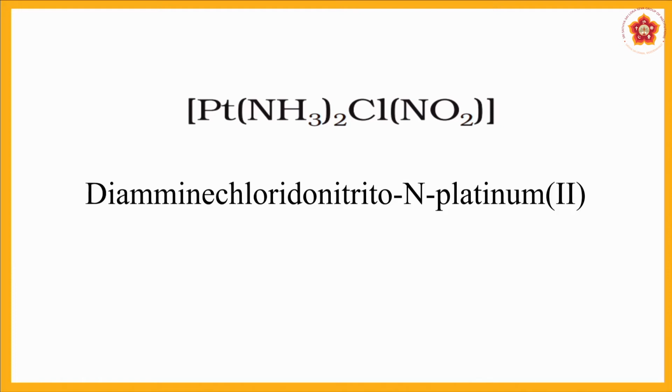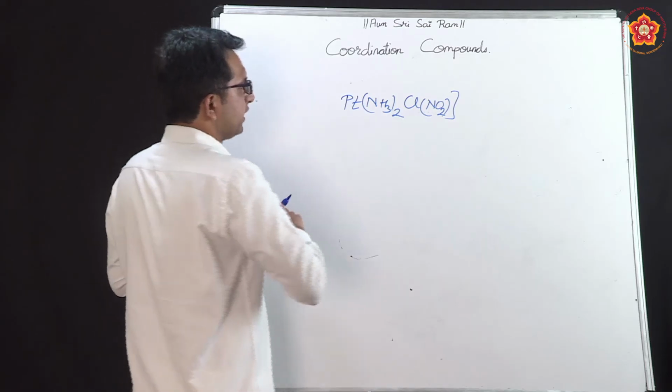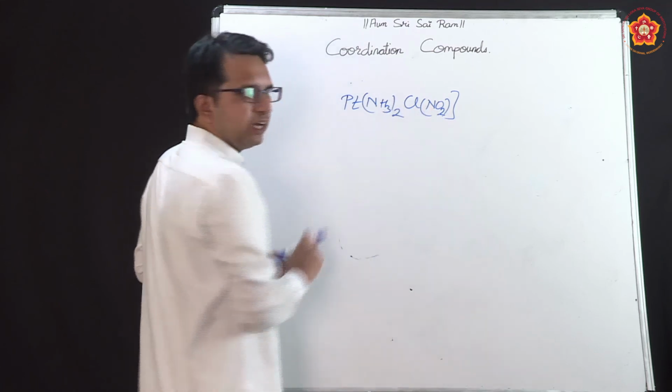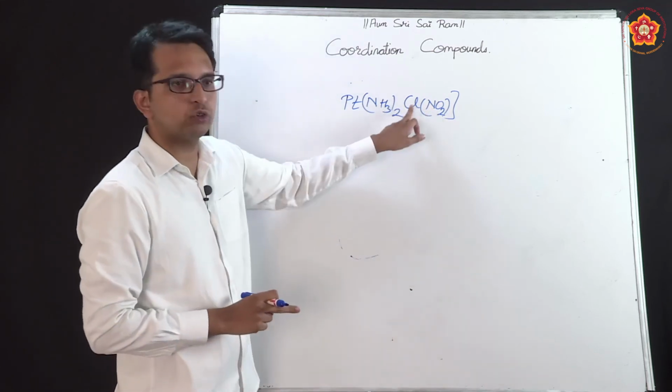What is the formula that is given to you? The very first one has platinum, it also has amine in it, it has chlorine as well as an NO2 present. And remember in this case that this NO2 is an ambidentate ligand, and when you write it as NO2, it means that nitrogen is the one which is coordinating.